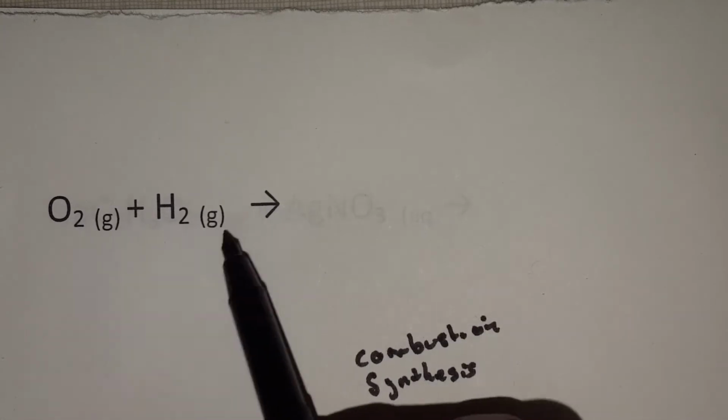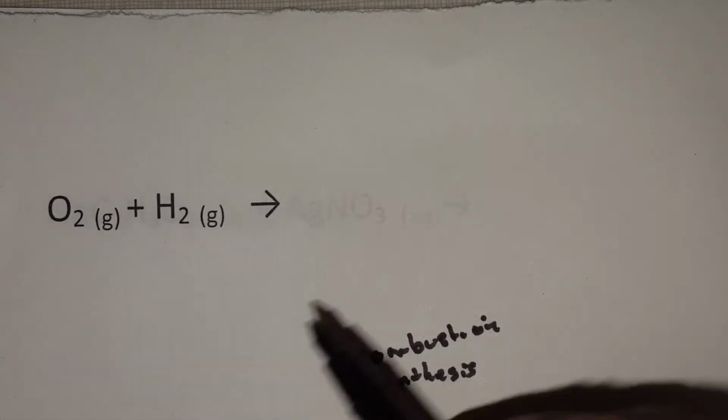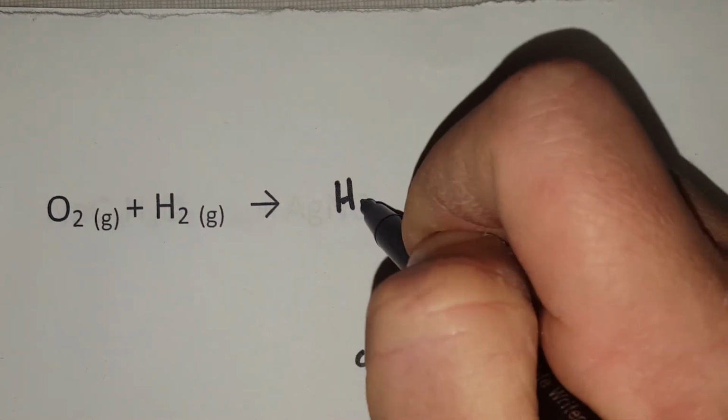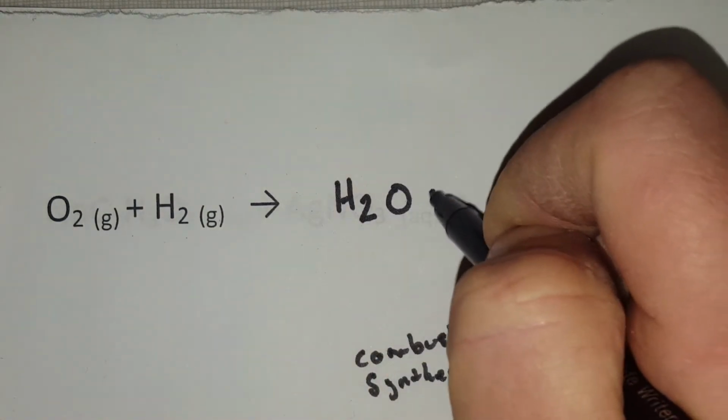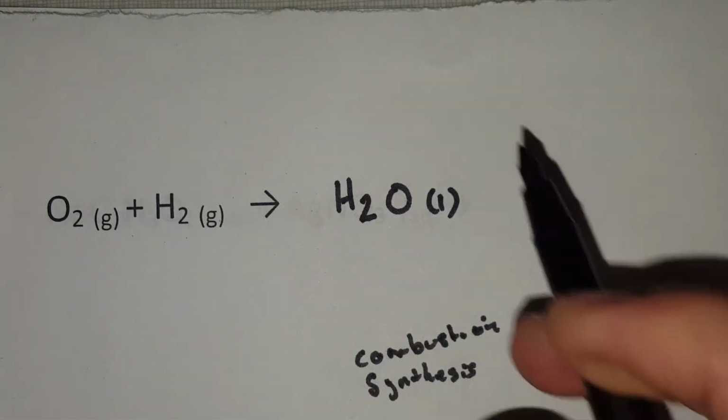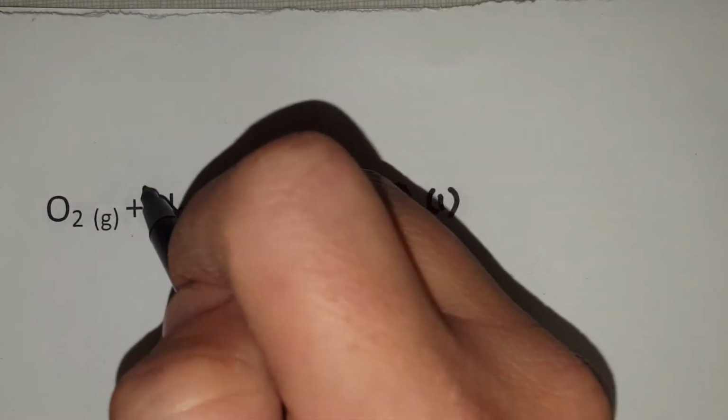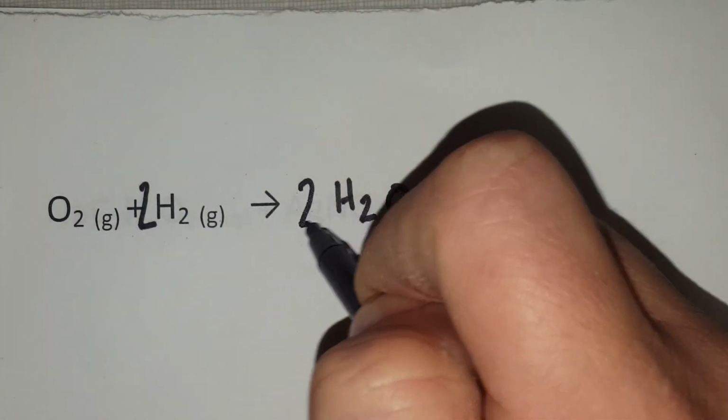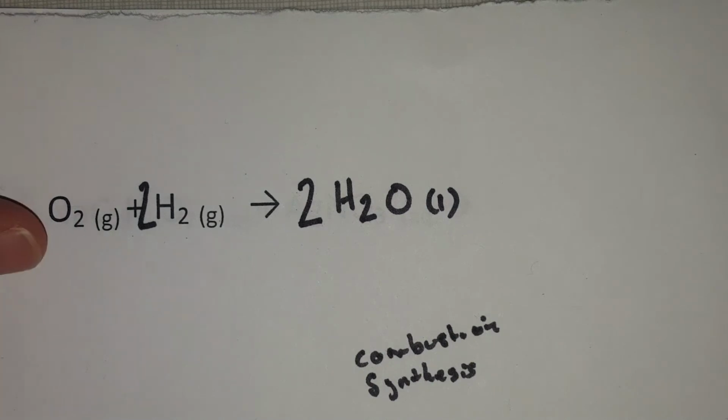So therefore, what we know is that hydrogen and oxygen will combine, and when they combine, they often will give us water. And so then we just have to go through and balance. If I put a 2 there and a 2 there, that'll allow me to balance.